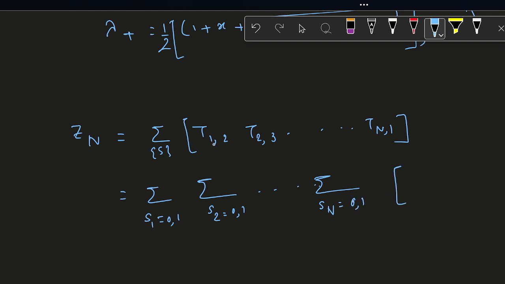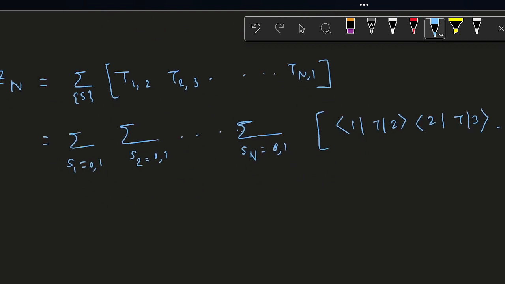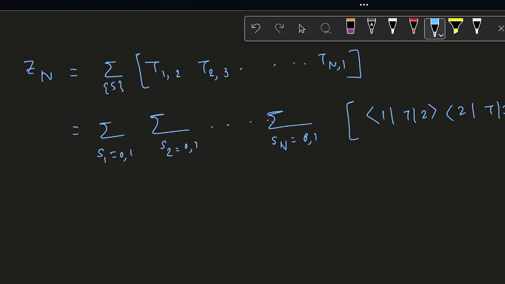And like that, you can also represent the matrix elements like this, T12, then T23, and this goes on, and you end up with Tn1. Okay, so I have just written down the matrix element structures, nothing more.